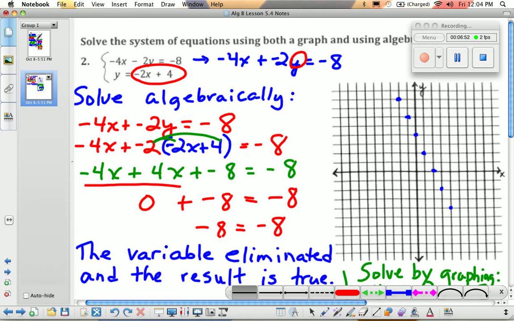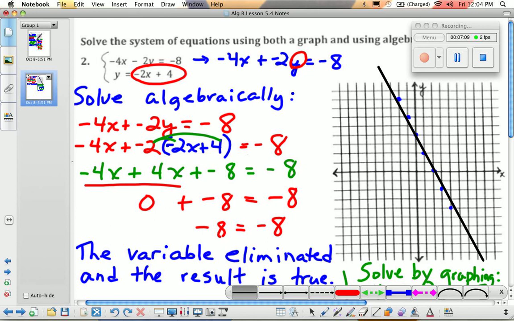Let's see if I can get this line going through here nicely. Pretty good. Does your line match mine? Should it be falling from left to right? Yes. Why should it be falling from left to right? Because it has a negative slope.